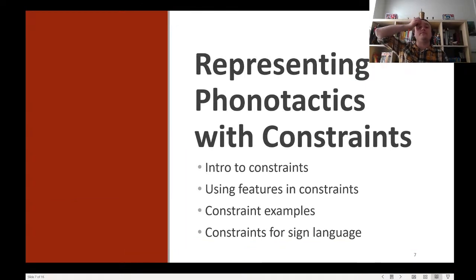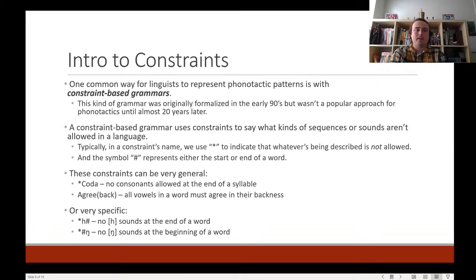How do we represent phonotactics? We're going to be using something called a constraint to do that. So a common way for linguists to represent phonotactic patterns is with what's called a constraint-based grammar. You'll sometimes see these called optimality theoretic grammars too. You don't have to know that term for the exams in the class, but if you see it in the readings, that's why. It means the same thing as constraint-based.